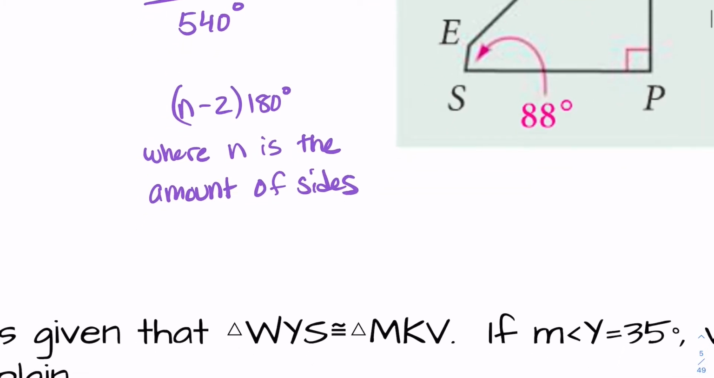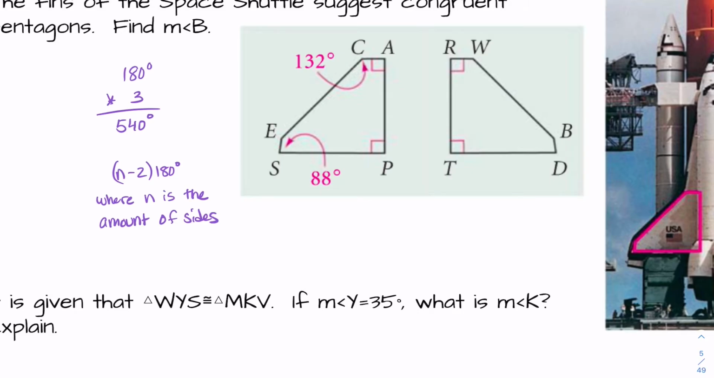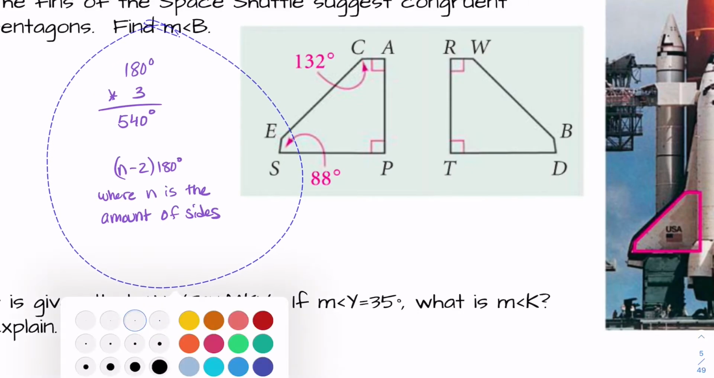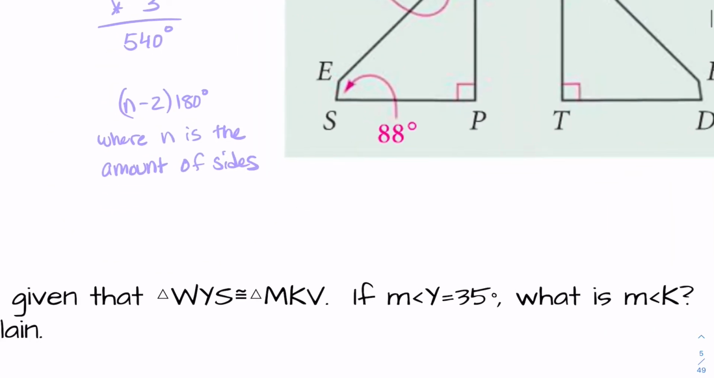So what you do is you just put in, wait, what color am I supposed to be using? I use green, so it's supposed to really be light pink, light purple. Okay. So if we were to evaluate that, we would say 5 minus 2 times 180. What this does is it gives us 3 times 180, which is 540 degrees.